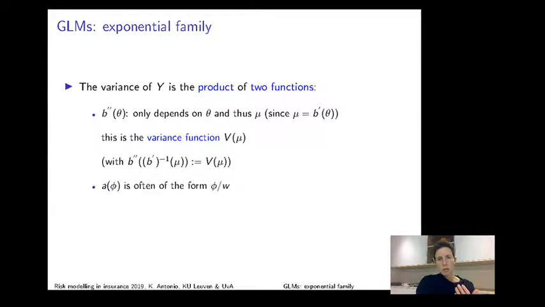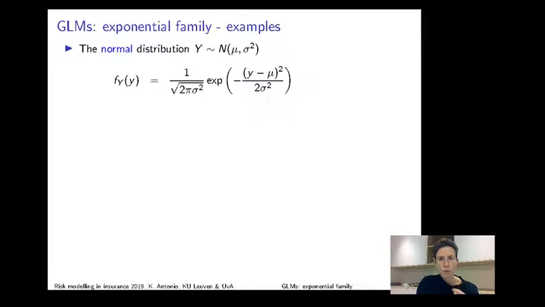Second, the function a of phi is typically of the form phi divided by w, where w is a weight and phi is the so-called dispersion parameter. It's a constant in the expression for the variance. So, having this as background information, you will now convince yourself that some well-known distributions can be recast in the form of the exponential density as it was given on sheet number 5.